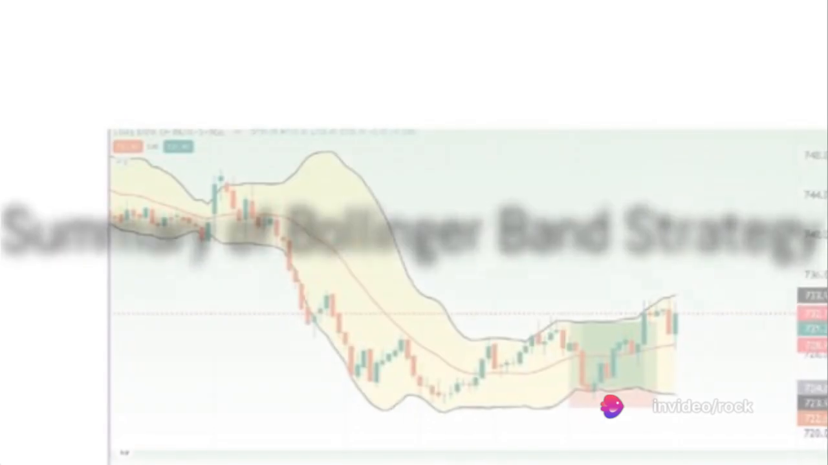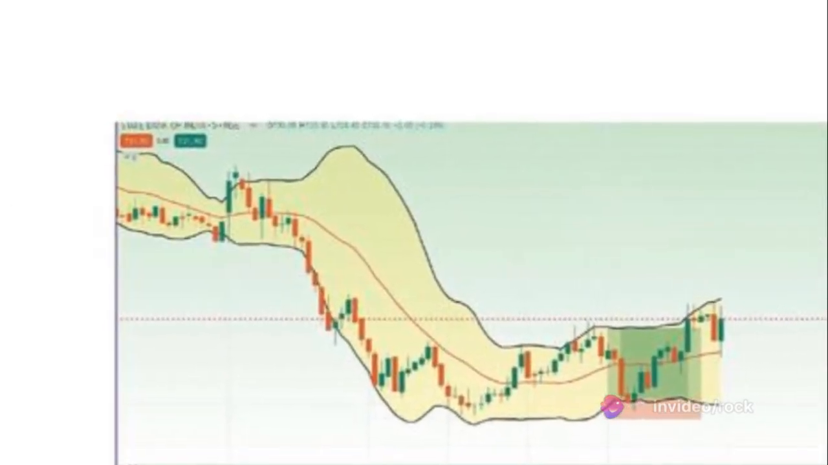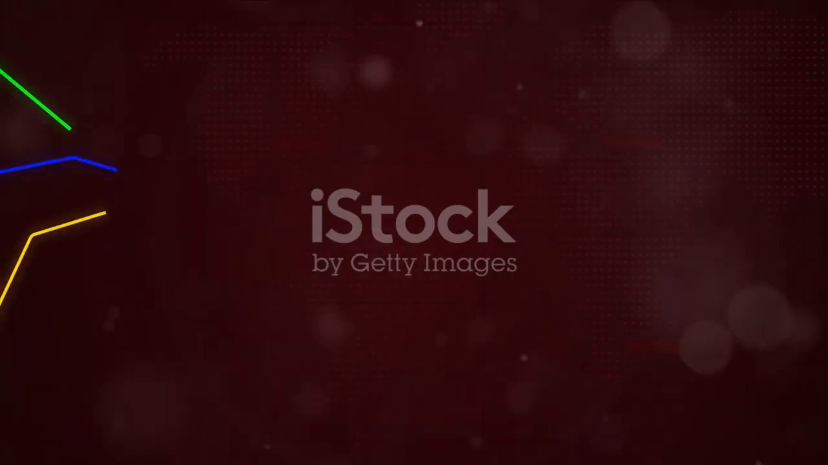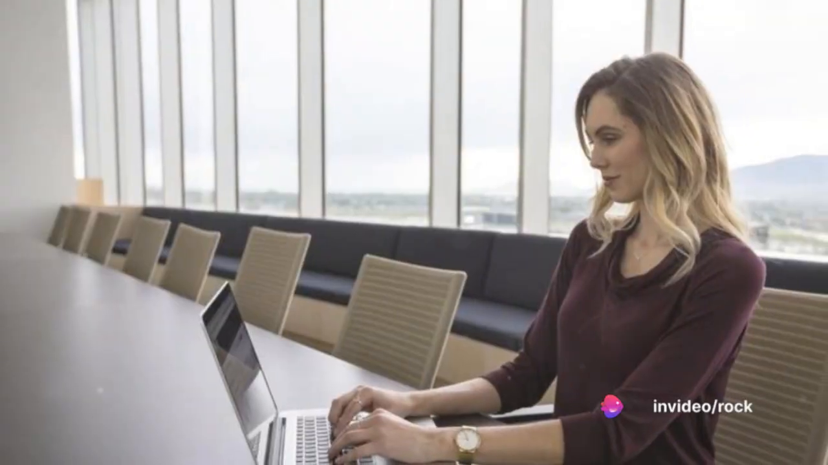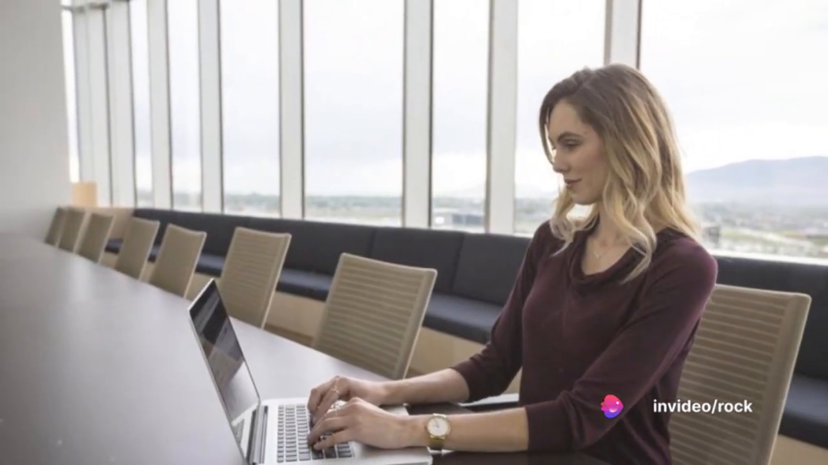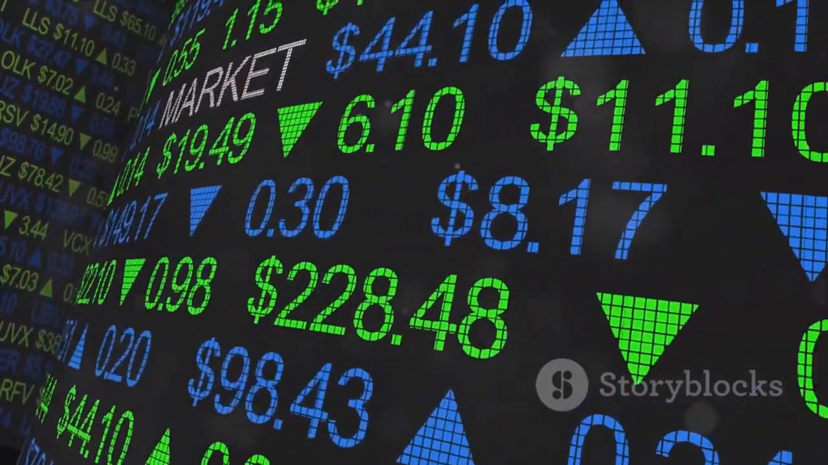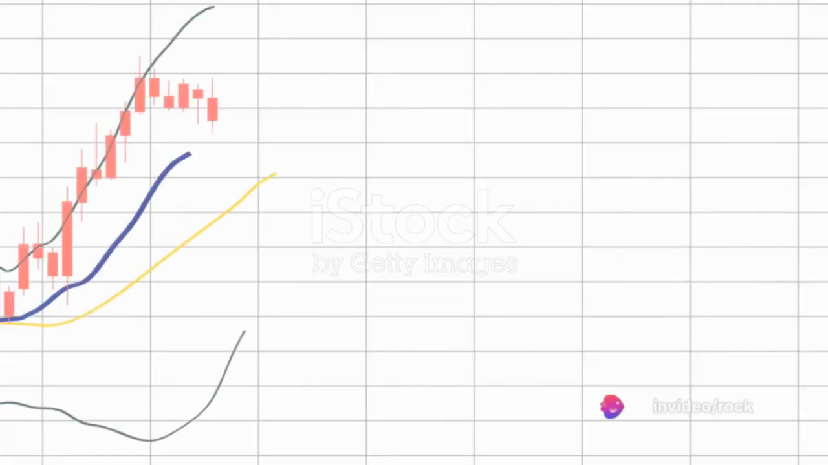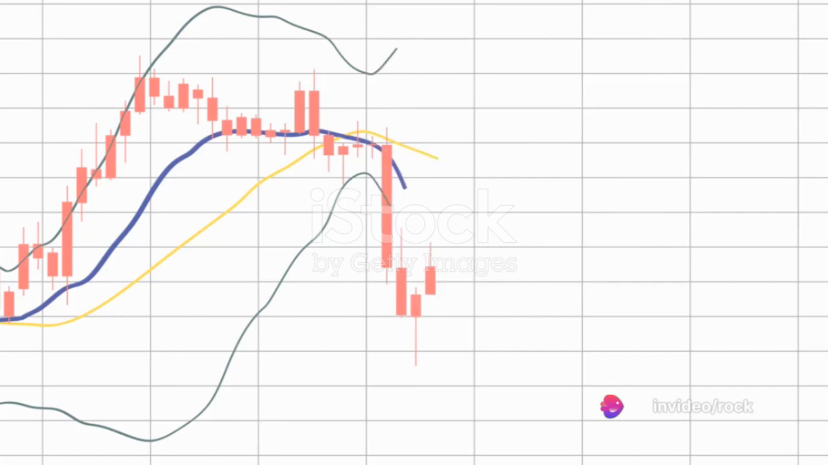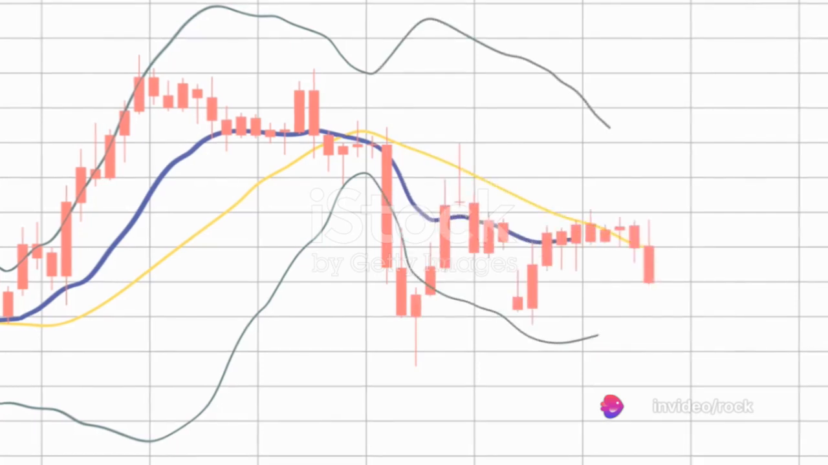To sum up, the Bollinger Band strategy is a dynamic tool that measures market volatility and provides relative definitions of high and low prices. It operates on three principles: the squeeze, the reversal, and the trend. The squeeze highlights periods of low volatility that often precede significant price movements. The reversal principle suggests potential price reversals when the price hits the upper or lower band. And the trend principle uses the direction of the Bollinger Bands to indicate potential price trends.